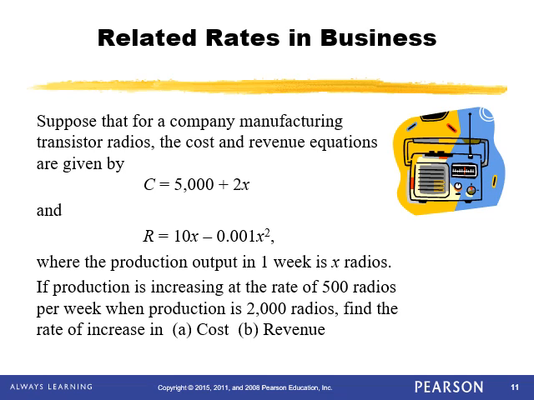All right, and one last problem is, suppose that for a company manufacturing transistor radios, the cost and the revenue equations are given. And so let's read the information where the production output in 1 week is x radios. So we know that x is the amount of radios made. If we increase production of radios at 500 per week, when production is 2,000 radios, find the rate of increase, the cost, and the revenue.